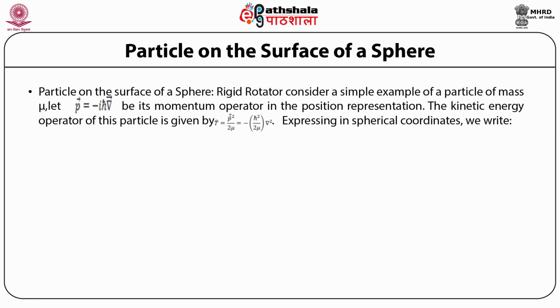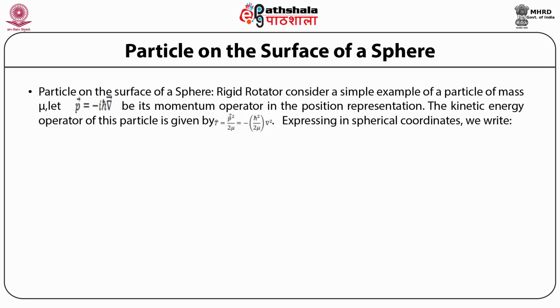Particle on the surface of a sphere. Now let us consider the case of a particle on the surface of a sphere, which we normally know as the rigid rotator. That is, the particle is constrained to move on the surface of the sphere. Such a configuration is known as the rigid rotator.